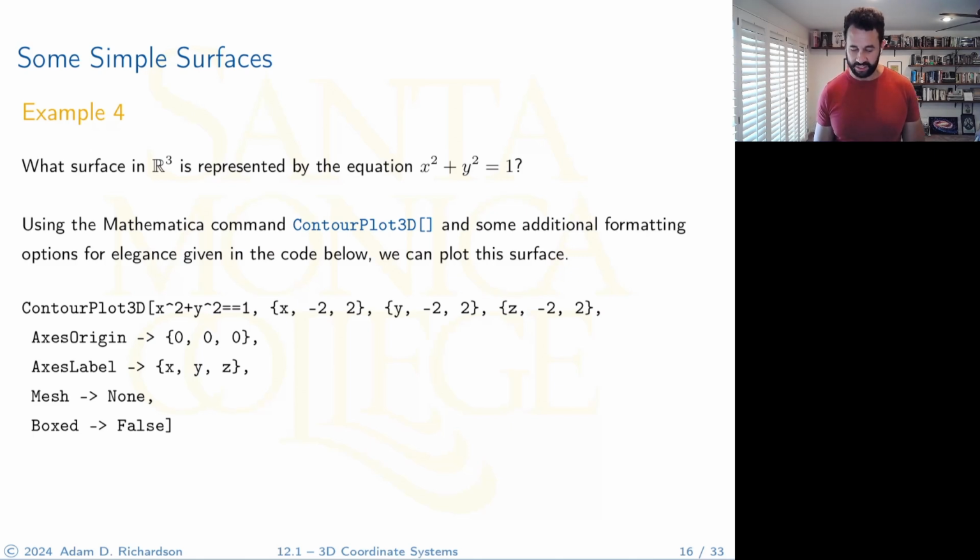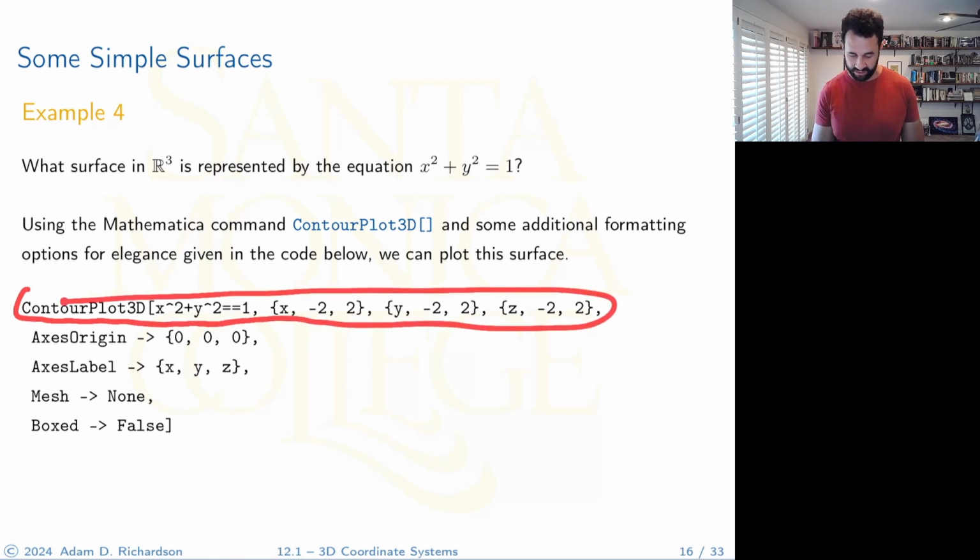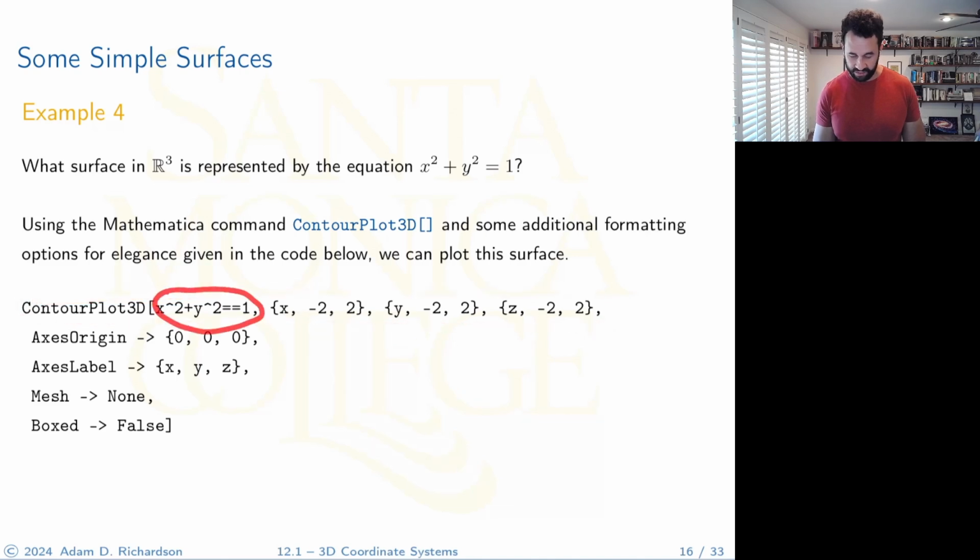I also like to add some additional formatting options, and you'll see that I actually made them global options in my Mathematica notebook. But this is the command, ContourPlot3D, and then you basically tell that command what surface you want to plot, and then you give it some conditions on the variables. x is between -2 and 2, y is between -2 and 2, z is between -2 and 2. That's basically what the command requests: what is the thing you want to describe, and give me restrictions on the variables.